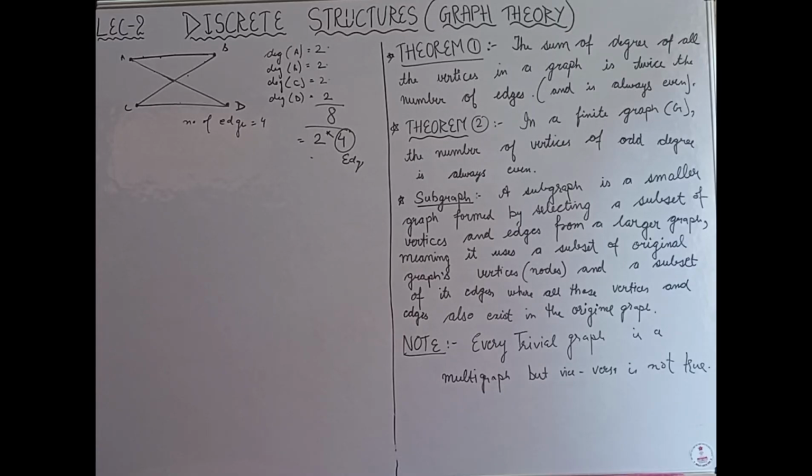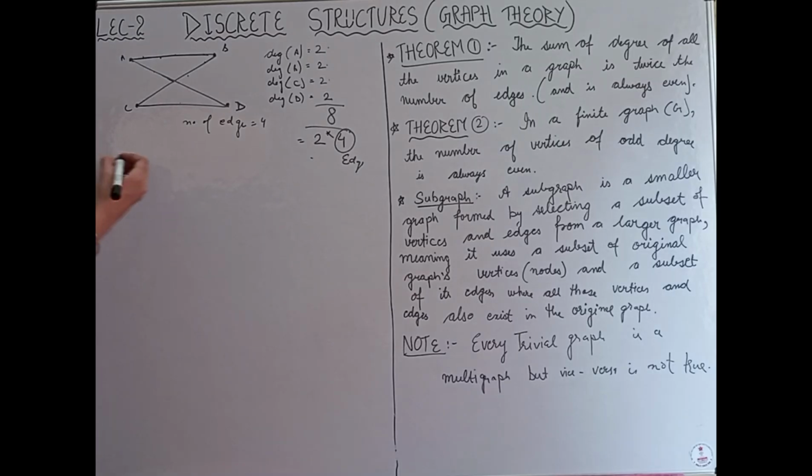The second theorem says that in a finite graph, meaning where we have a countable number of edges and vertices, the number of vertices of odd degree is always even. Here we have taken a graph in which all the vertices have even degree. But what if we take a graph in which we have odd degree vertices? In this case, when we count the number of vertices with odd degree, it will always be even.